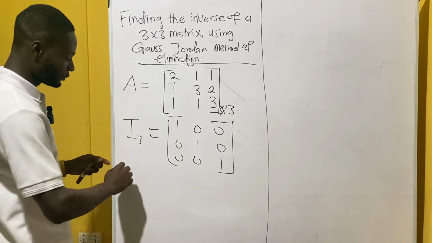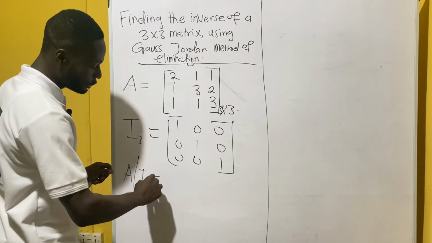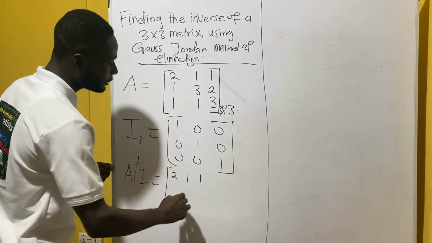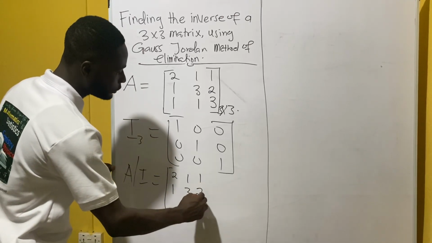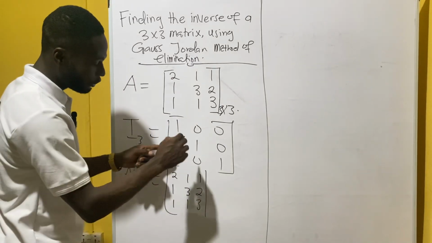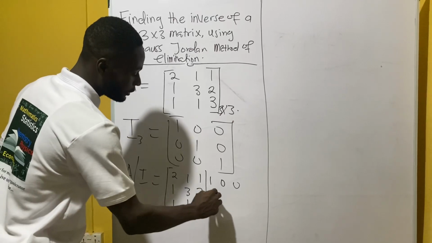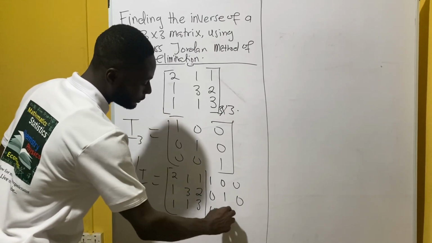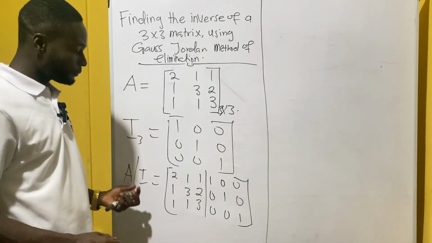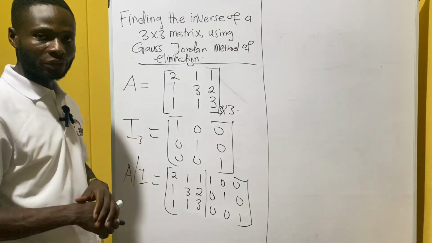So A augmented with the identity matrix should be equal to 2, 1, 1, 1, 3, 2, 1, 1, 3. Then we augment it with the identity matrix, which is 1, 0, 0, 0, 1, 0, 0, 0, 1. So this is the augmented matrix of the 3 by 3 identity matrix together with the matrix A.